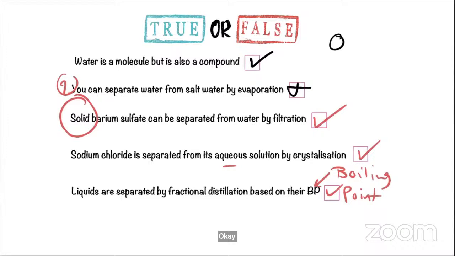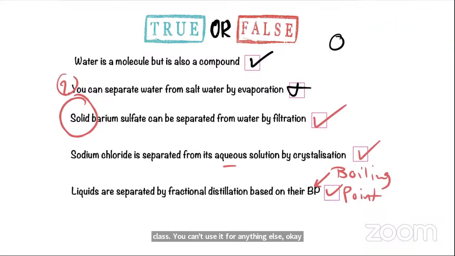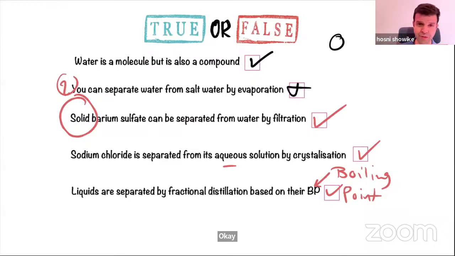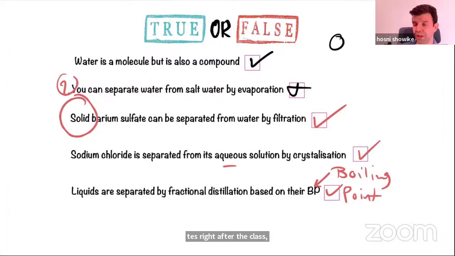Mister, I have a question about studying. When I go to study, do I study from the papers we do in the classroom? No, the paper you do in the class is only for the class. You can't use it for anything else. What you should study from are the notes. I send you notes right after the class. So study from the notes quickly and solve the homework. That's the best way to study. Okay, thank you.